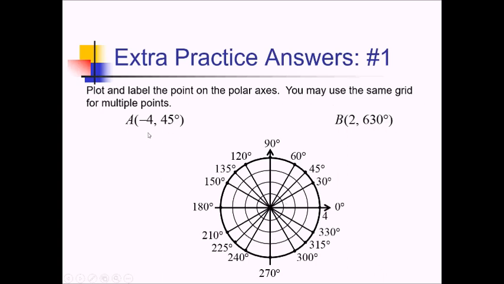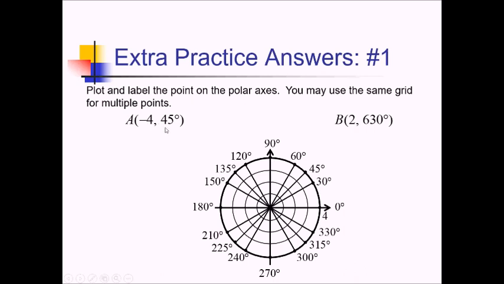So for point A, the tricky part about this is you have a negative radius. One way to handle that, you can think about this as walking backwards, looking in the 45-degree direction. So you could look this way, but walk backwards 4 steps. Another way to think about it is you could turn around and walk forwards 4 steps.